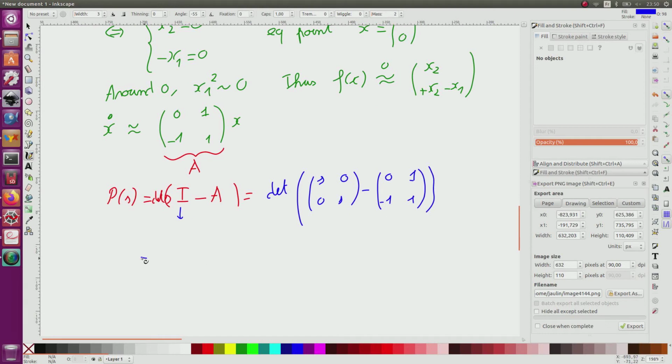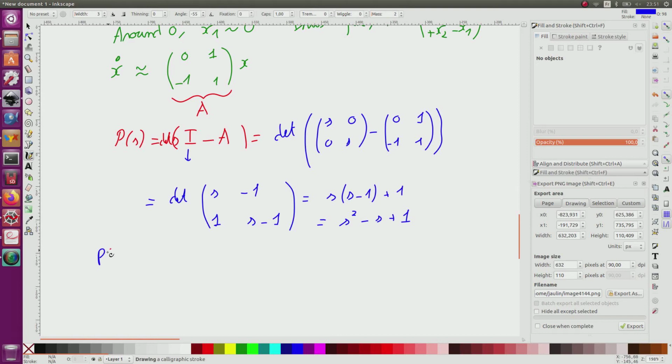Okay. So this is equal to the determinant of S, minus 1, here 1, and here S minus 1. Okay. Which is equal to S multiplied by S minus 1 plus 1, which is equal to S squared minus S plus 1. So this is the characteristic polynomial of my matrix A. From this, I will have to solve P of S equals 0 to find the eigenvalues of A.